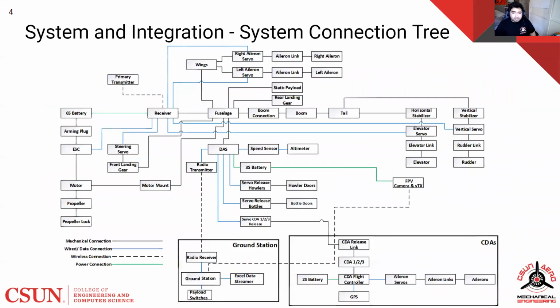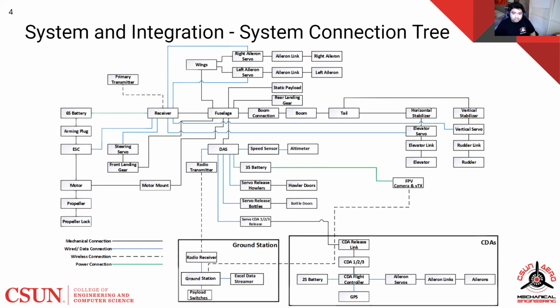The system connection design process was initiated by planning and designing each connection between components in the subsystems of the aircraft. System connectivity trees were integral to the systemic design of the aircraft because all components need to be accounted for and designed in a compatible manner. There are 4 major types of connections, including mechanical connections, wired data connections, wireless connections, and power connections.